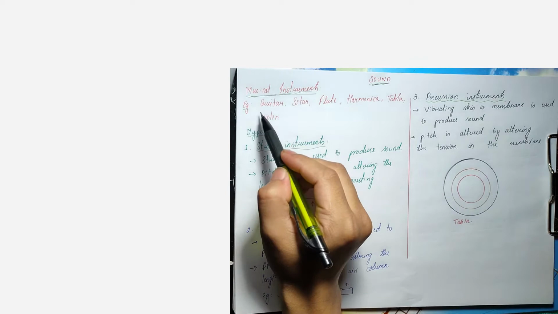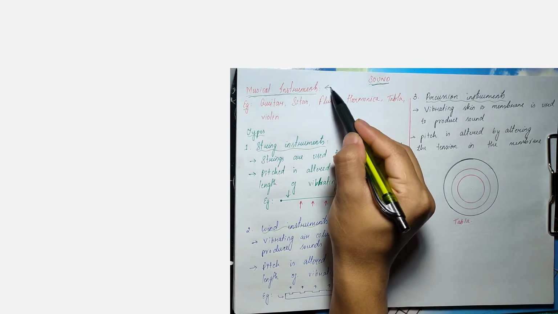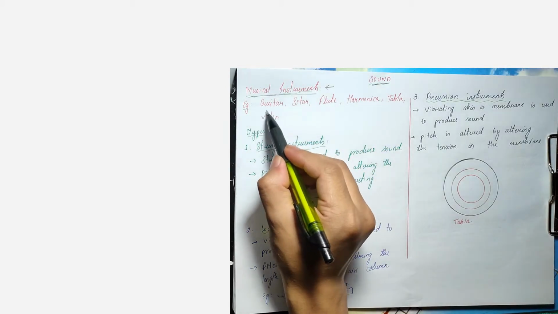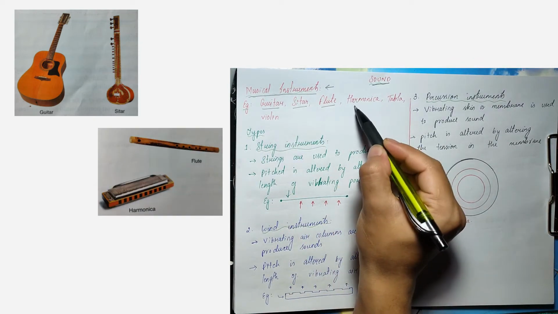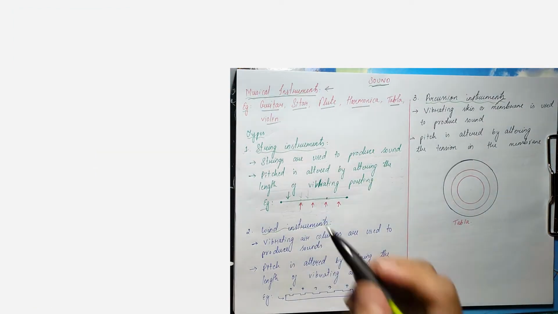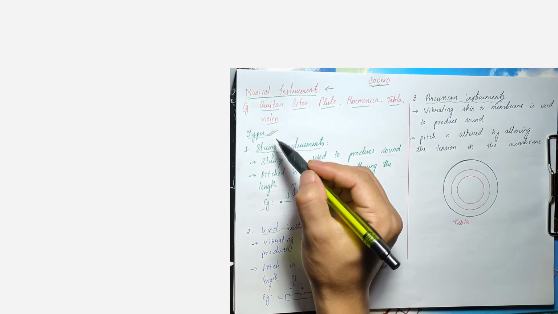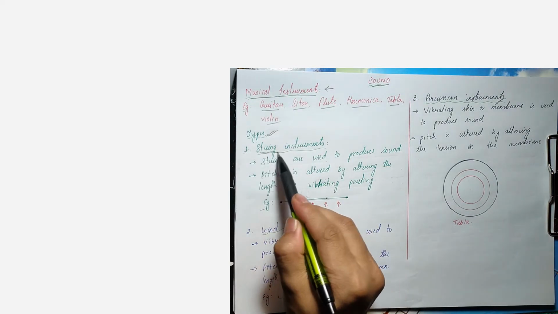Musical instruments. So we know that musical instruments are the instruments that produce musical types of sound. The examples are guitar, sitar, flute, harmonica, tabla and violin. Let us now divide all these musical instruments into three types based on their working. The first one is string instrument.